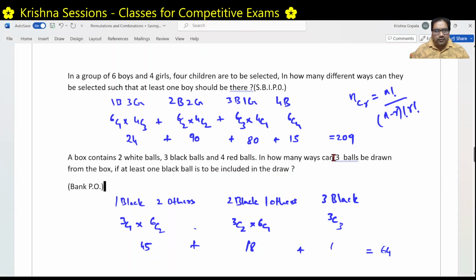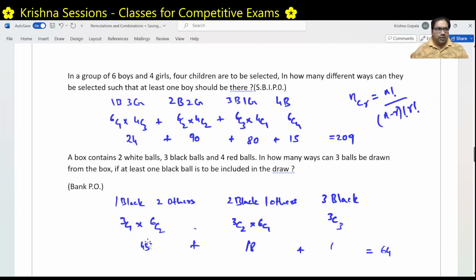There was a small error. It was 3 balls, not 8 balls. So now we have to take 3 balls out of 3 plus 4 plus 2, that is 3 plus 4, 7 plus 2, 9. So total 9 balls. Of 9 balls, we have to pick 3 balls, and at least one black ball has to be there. So what are the various ways? Either we pick only one black ball, or 2 black balls, or 3 black balls. Those are the 3 possibilities.